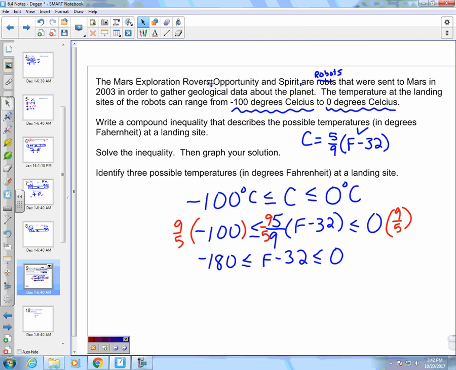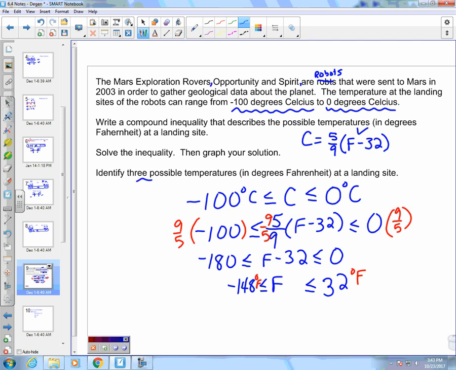The last thing that we need to do is get rid of the 32, so we're going to add 32 to each section. That gives us 32 on the right, F in the middle, and a positive 32 added on to that negative 180 gives us a negative 148. So we have negative 148 degrees Fahrenheit, less than or equal to F, less than or equal to 32 degrees Fahrenheit.